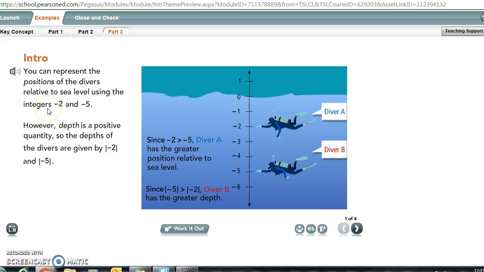You can represent the positions of the divers relative to sea level using the integers -2 and -5. However, depth is a positive quantity, so the depths of the divers are given by the absolute value of -2 and the absolute value of -5.